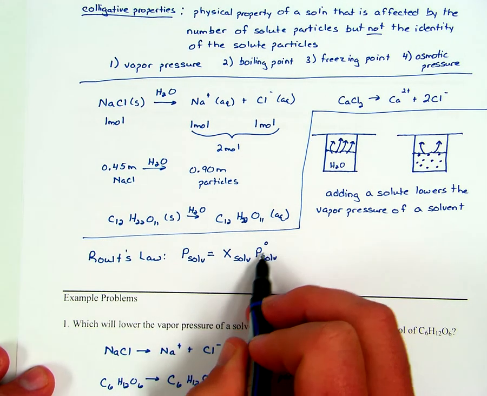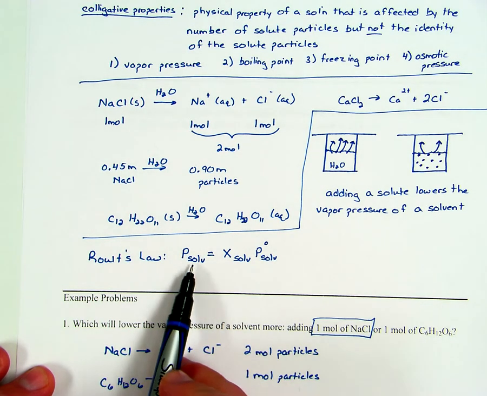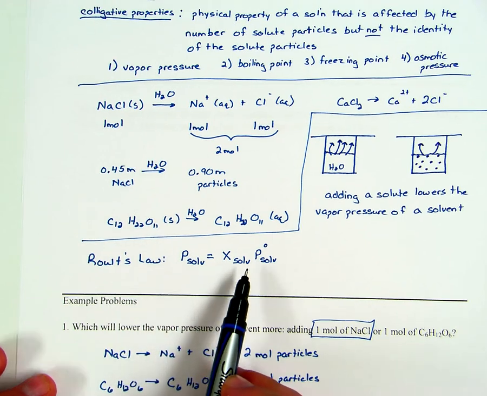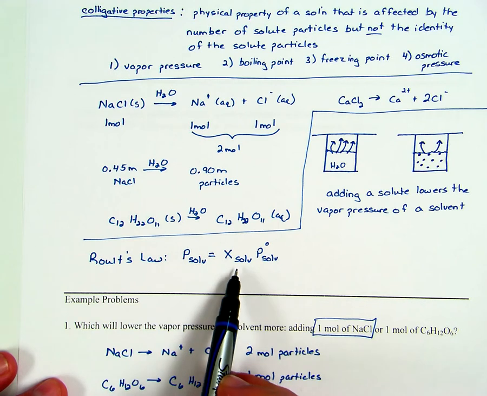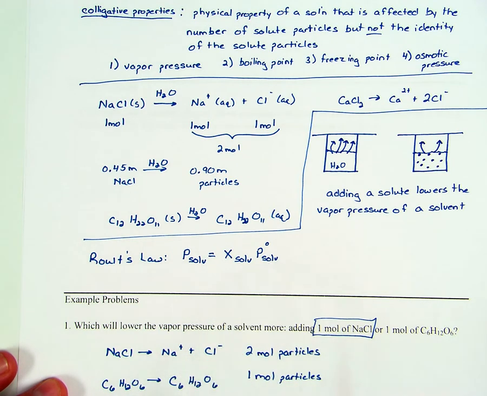So to find the vapor pressure of the solvent, once we have something in it, we need to find its mole fraction. In other words, what fraction or percentage of the particles in the solution are actually the solvent, and multiply that by the pure vapor pressure of the solvent. All right, so let's take a look at the next example problem. There's actually only one more.